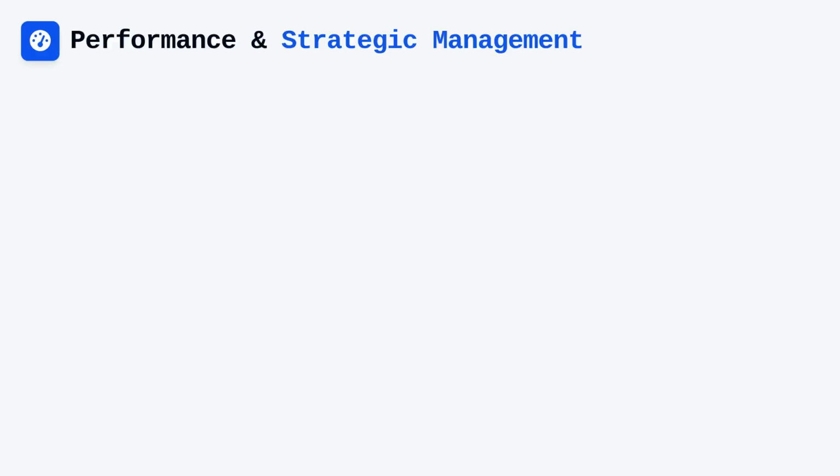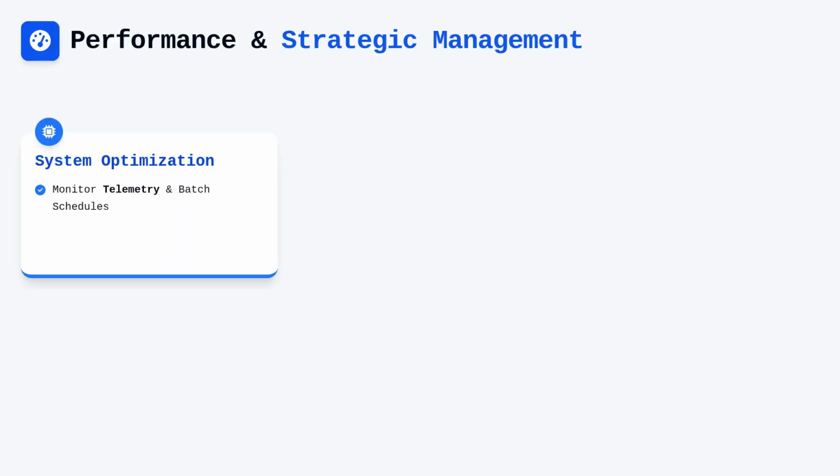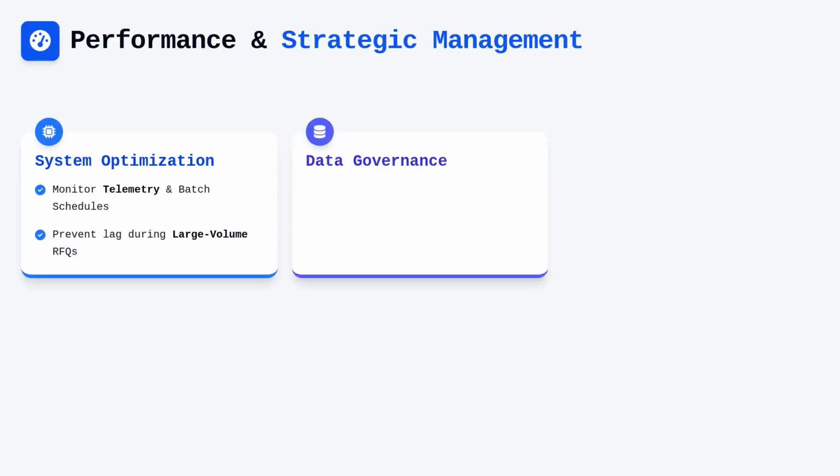Finally, managing the performance of this module involves proactive monitoring of the system's telemetry and batch execution schedules. Since RFQs often involve processing large volumes of data, especially when solicitations involve complex bills of material, the background processes must be optimized to prevent system lag. You should pay particular attention to how the data management workspace is used to import or export bid data, as inefficient templates can consume excessive resources.